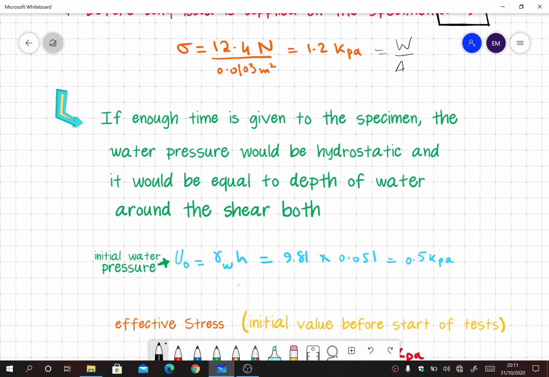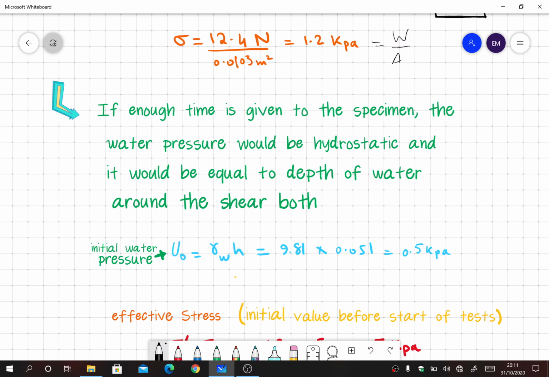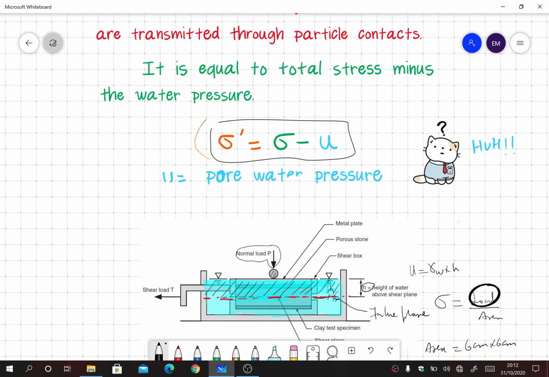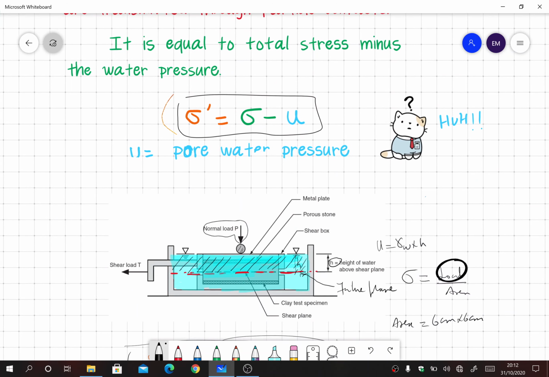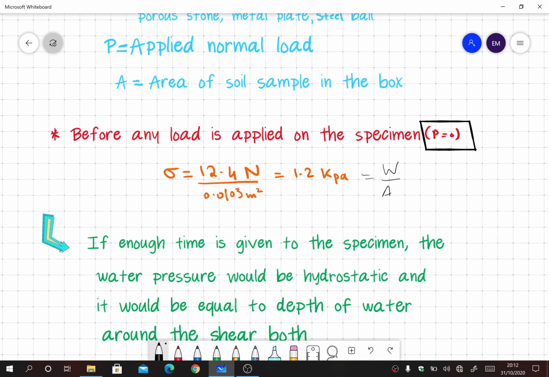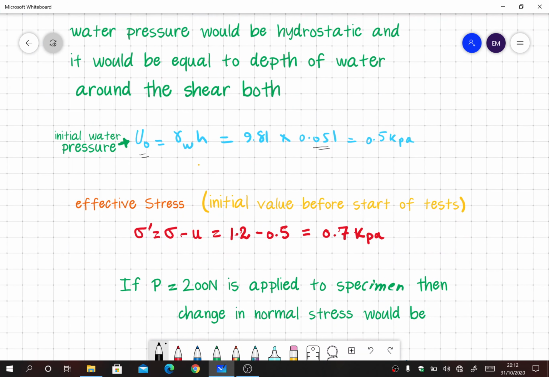As you've already seen, the pore pressure we call U naught. Why are we calling it U naught? Because we are not applying any external load, and this is the initial condition before starting any test. So that is simply equal to gamma W into H. H is calculated to be 0.051, and H was the height of the failure plane from the water table, or the depth of the failure plane from the water table.